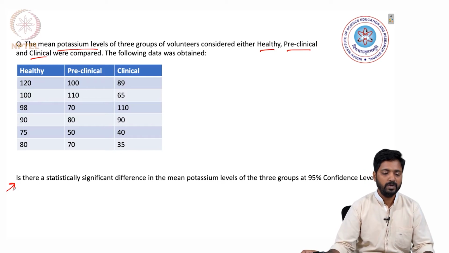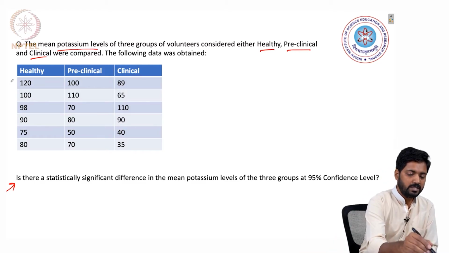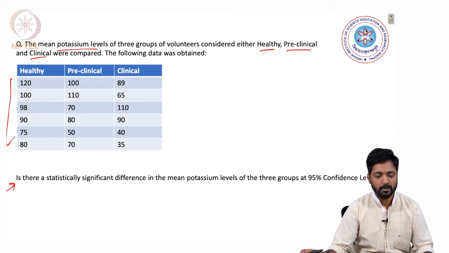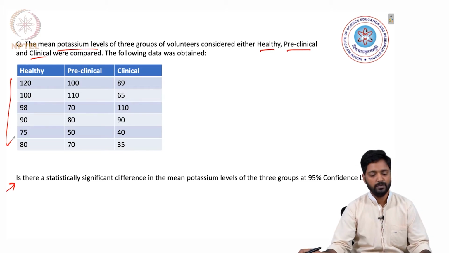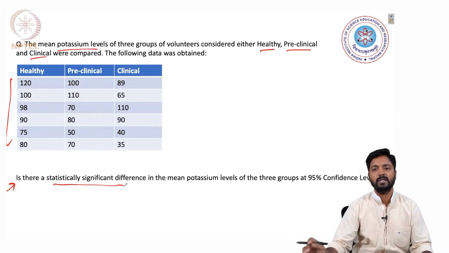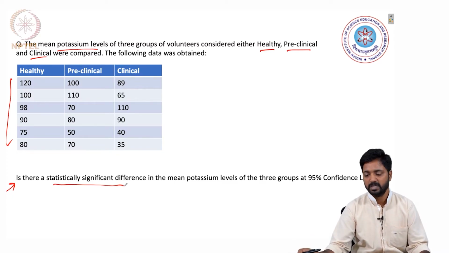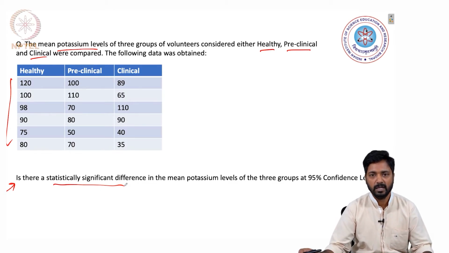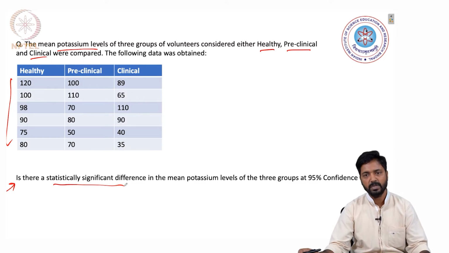confidence level. So we are having 6 readings in each group now. So in the healthy group we have 6 readings, similarly in the preclinical and clinical, and we want to address if there is a statistically significant difference in the mean potassium levels of these 3 groups. So we will perform the analysis of variance now on this data set to understand how this calculation is to be executed.